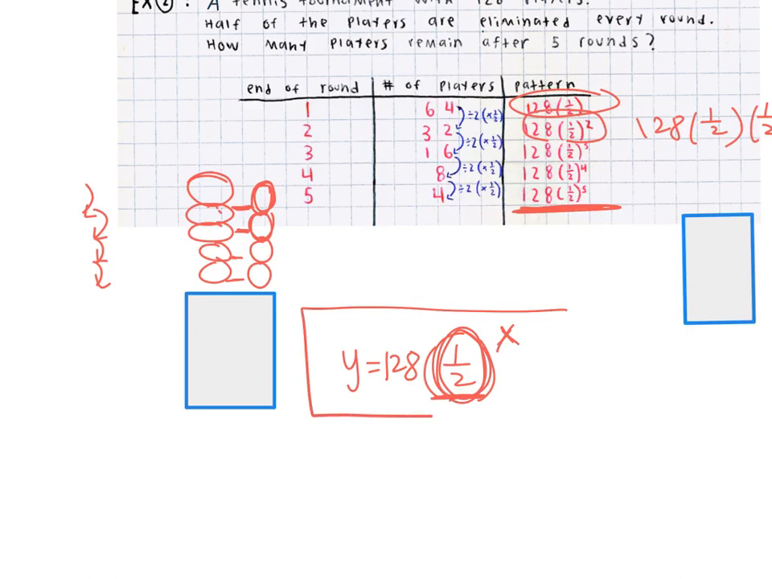So this right here would be the function that represents the word problem here, and this would be an exponential decay, because you are decreasing, you're decaying, you're halving each time. So again, I look at that base there, and that's going to be a decay factor, because every time I multiply by a half, my overall value gets smaller, not bigger.